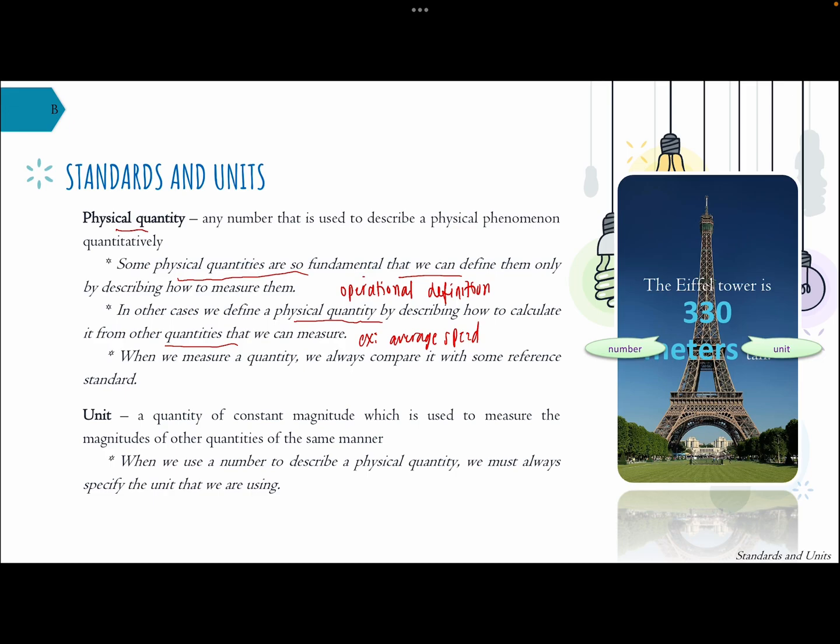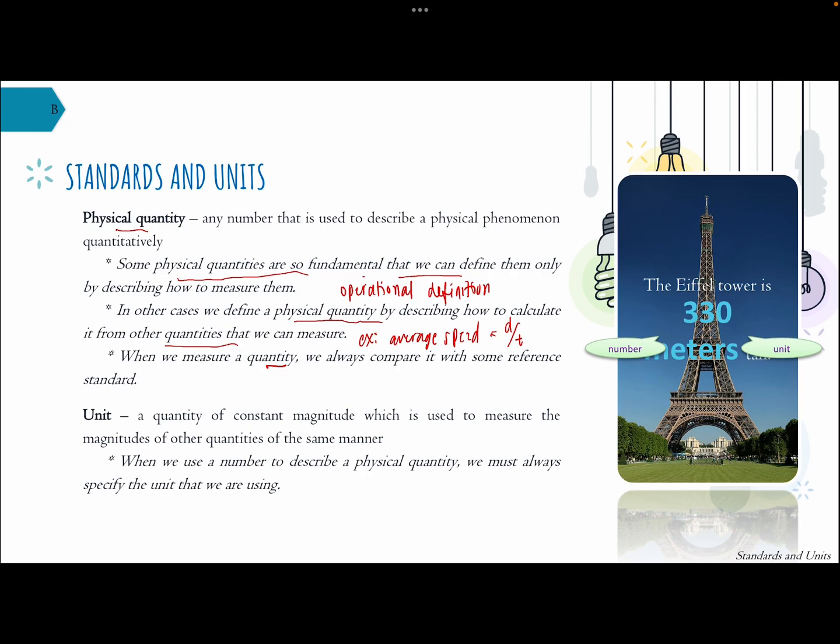So it is distance, which is measured by a ruler, for example, or a meter stick, divided by the time of travel, which can be measured by a stopwatch. Okay, so when we measure a quantity, we always compare it with some reference standard.